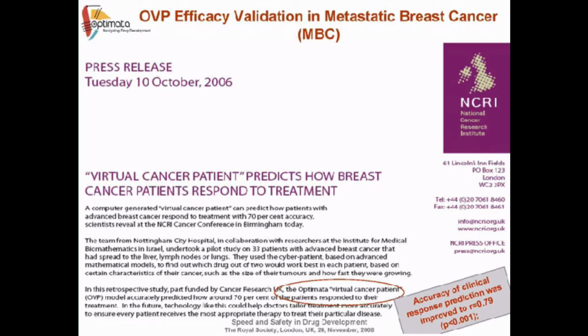a Cancer Research UK press release from a couple of years ago, taking pride in our Optimata virtual cancer patient being able to predict response and non-response in 70% of the patients treated at Nottingham City Hospital for breast cancer with docetaxel, and we were able to improve this prediction to 79%.